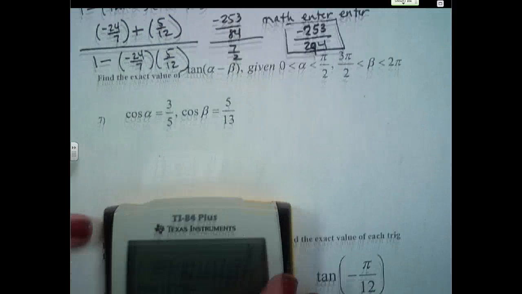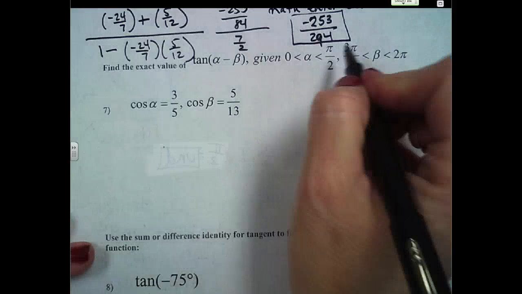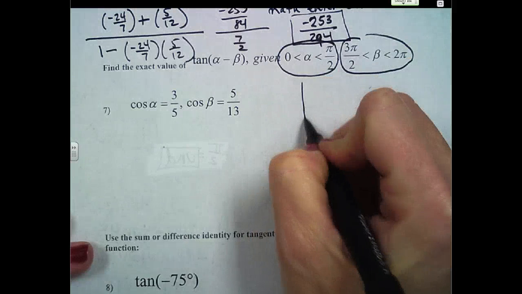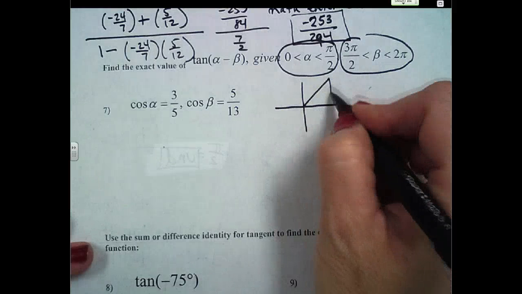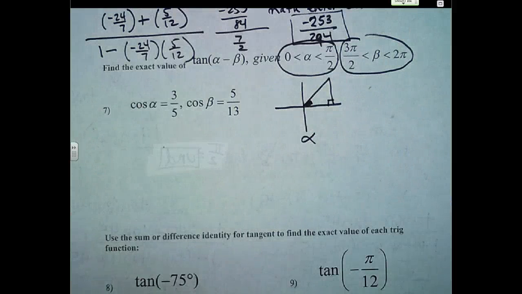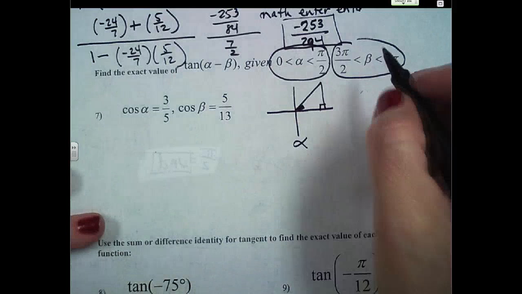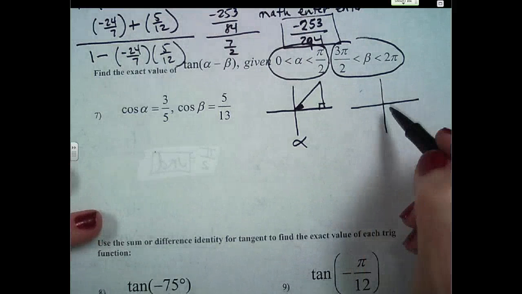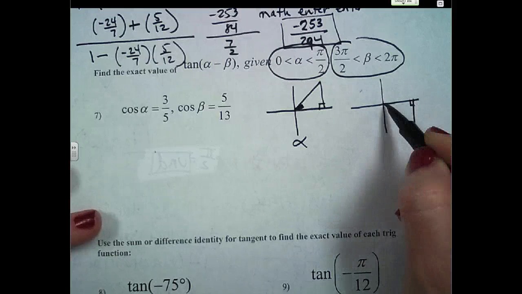Okay, number 7. Let's set up the two triangles again. Here's alpha and beta. Alpha's in quadrant 1. So you're gonna go out and back down. Label it as alpha. Beta's in quadrant 4 this time. Okay, beta's in quadrant 4. So you're gonna go down and back up to the x-axis, remember? And here's your reference angle.